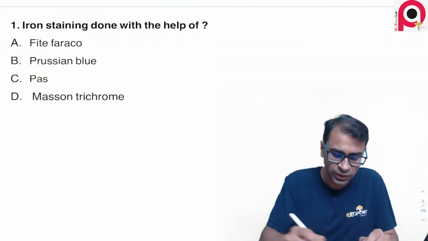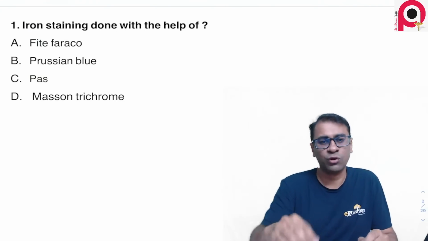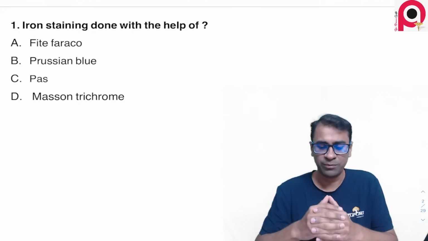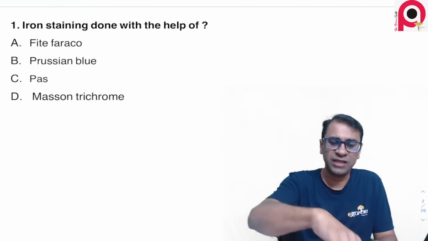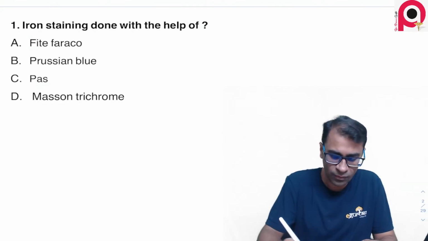So Prussian blue is one of the very important stains. It's also called the pearl stain, or Prussian blue stain. It is quite helpful in staining iron. Prussian blue or the pearl stain.